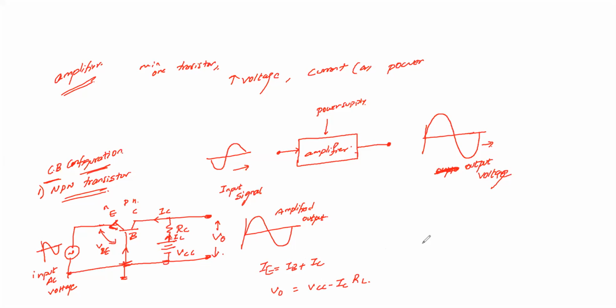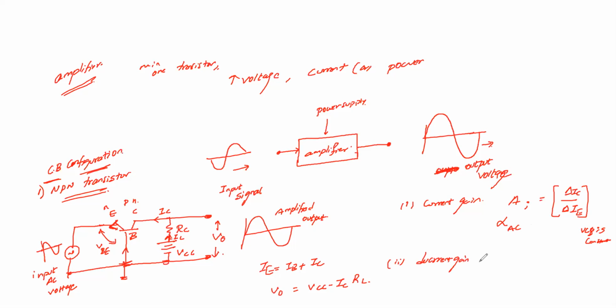First one, current gain. I'll take it as AI, which is equal to del IC by del IE, the same thing as alpha AC. It is the change, del IC by del IE, keeping VCB constant. The second one is the DC current gain. For DC current gain there is no change, it will be constant. So alpha DC is equal to IC by IE, where VCB is constant.